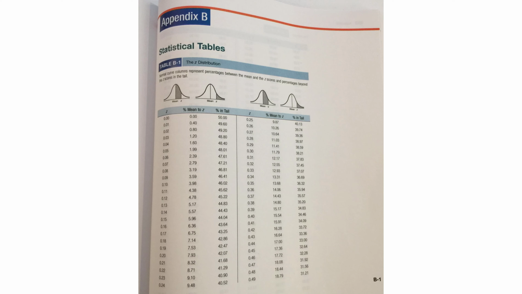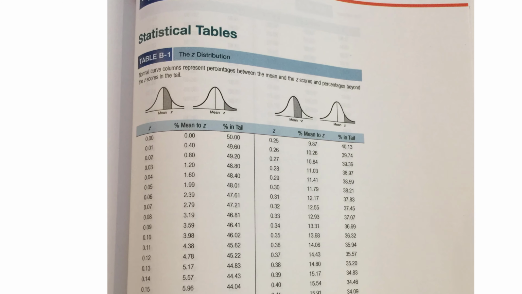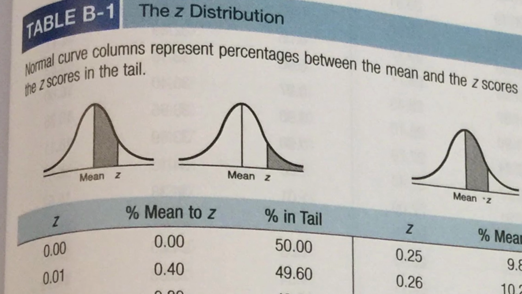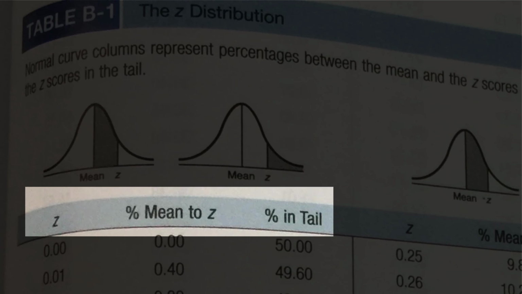This is the first page of our Z table. Let's start by looking at the information we're given at the top. It's important to look at this information because Z tables can be formatted differently. In this case, we have 3 columns of information grouped together.